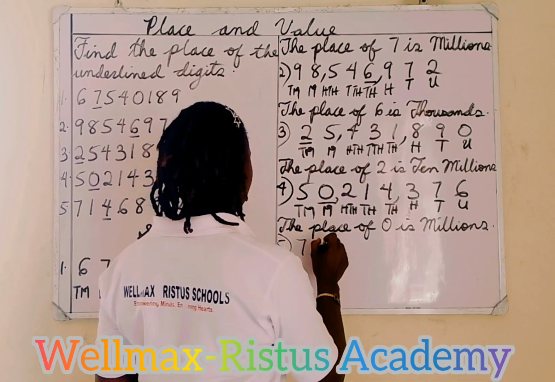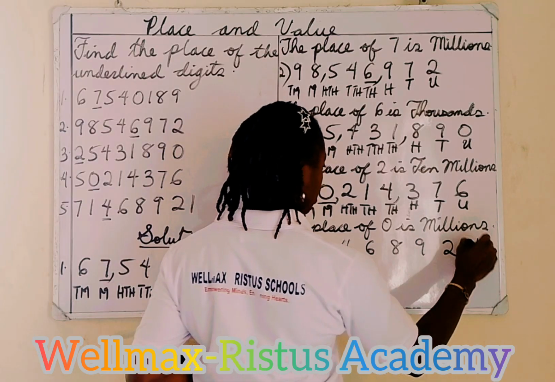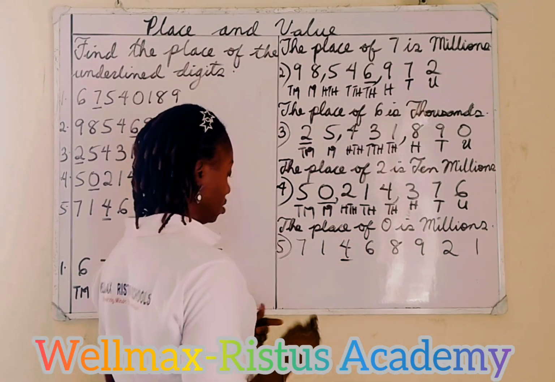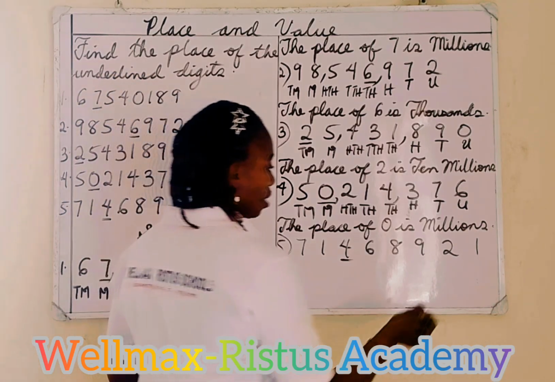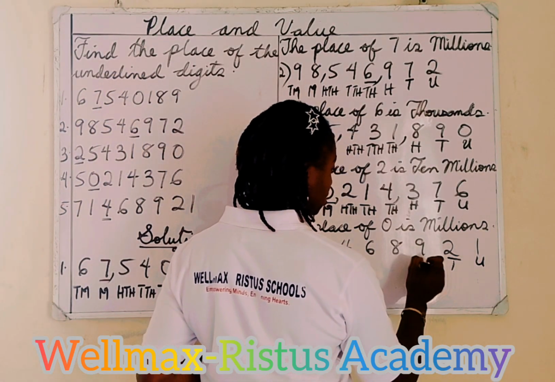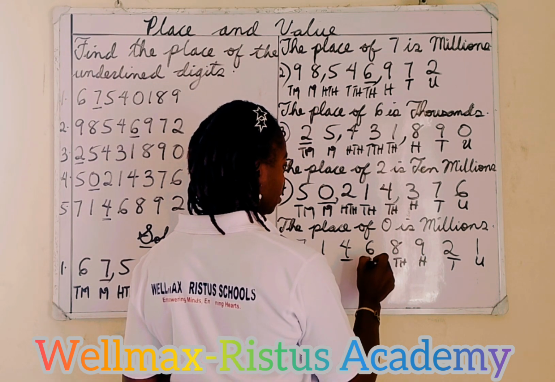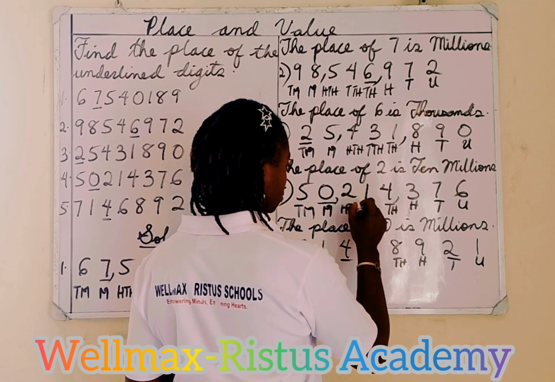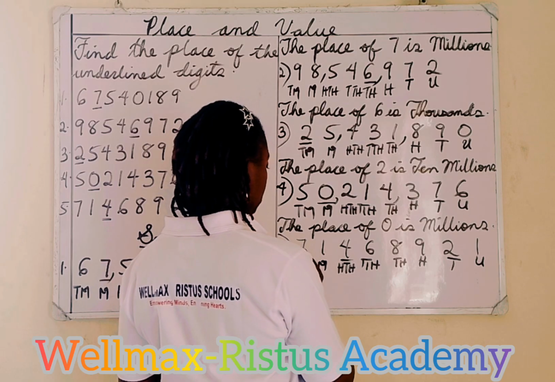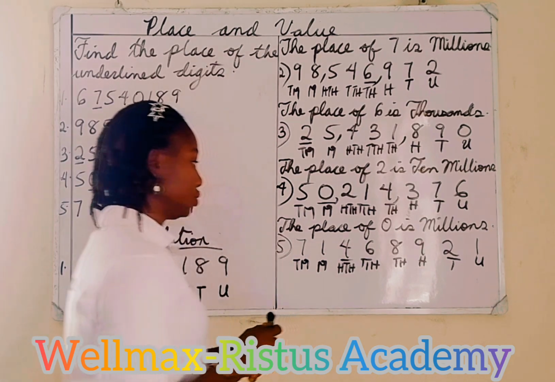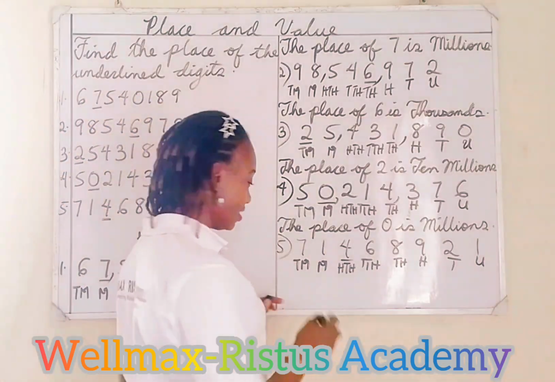We have 7146891. And we're asked to look for the place of the digit 4. Alright? And 1 is the units, 9 tens, 8 hundreds, 6 thousands, 4 is 10,000... 100,000, 1 million, and 7 10 million. Alright, so now the place of the digit 4 is 100,000.